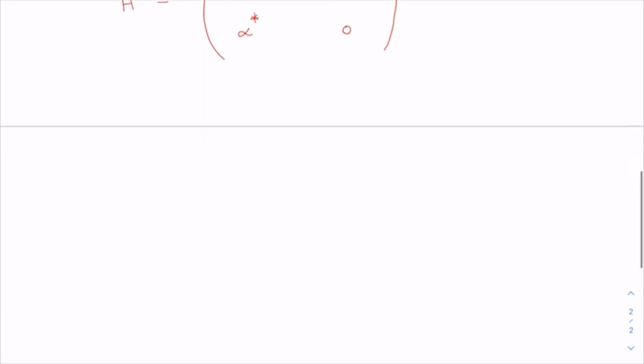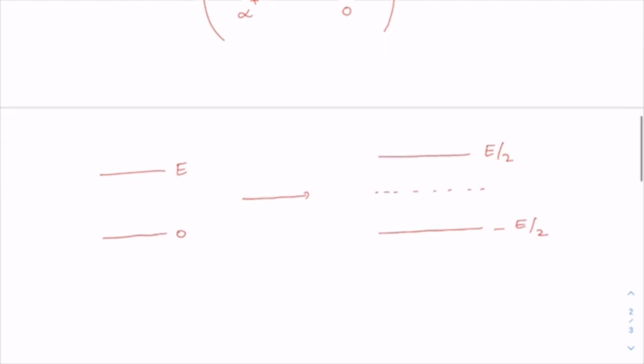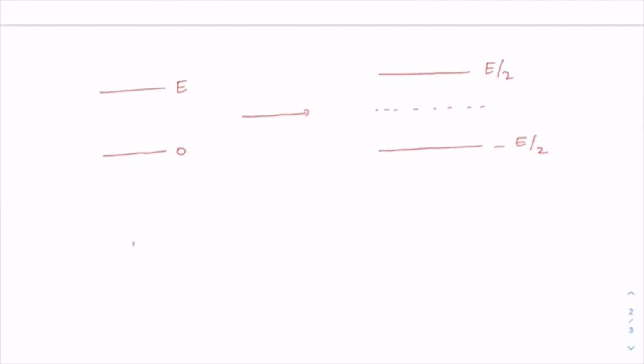We can always shift the energy levels. Say here we have 0 and E. We can shift the energy levels such that one is E by 2 and the other has to be minus E by 2, so that the difference between the energy levels remains the same, that is E. And this can be done by adding a constant term to the Hamiltonian.